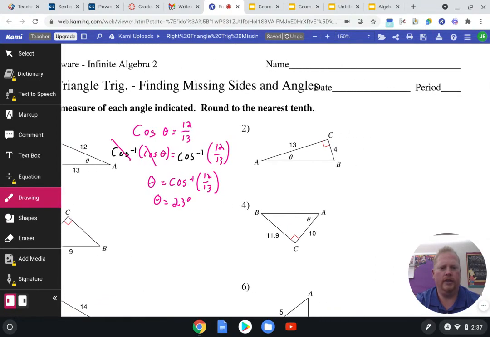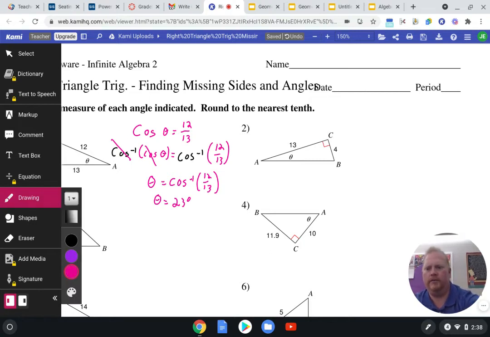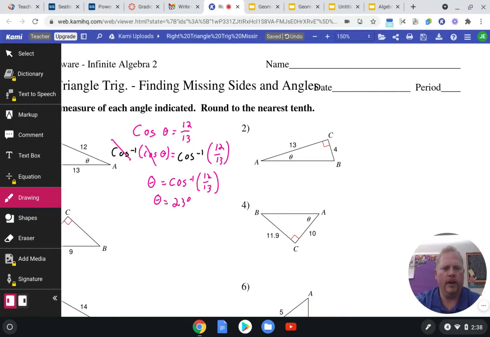Okay, let's go ahead and take a look at question number 2. So theta is angle A. So opposite of that is 4. Adjacent to that is the 13. So we're dealing with opposite and adjacent. O and A, TOA. So we're going to be dealing with tangent. So the tangent of theta equals opposite over adjacent. So 4 over 13.